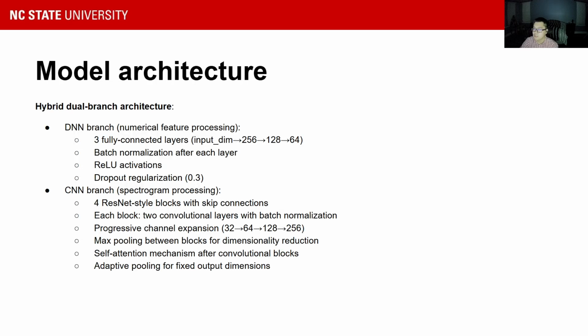The DNN branch contains 3 dense layers: batch normalization, ReLU activation functions, and dropout regularization with dropout rate of 0.3. The CNN branch contains 4 residual net-style blocks with skip connections. Each block contains 2 convolutional layers with batch normalization, a progressive channel expansion, max pooling, and is followed by a self-attention mechanism after convolutional blocks. And there is adaptive pooling for fixed output dimensions.